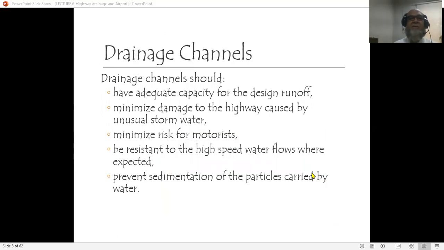What are the requirements of drainage channels? Drainage channels should have an adequate capacity for the design runoff, minimize damage to the highway caused by unusual stormwater, minimize risk for motorists so they don't fall over because of some inadequate structure design. It should be resistant to the high speed water flows where expected, and it prevents sedimentation of the particles carried by water.